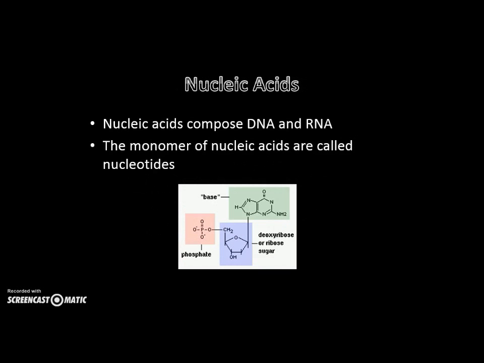Nucleic acids. Nucleic acids compose DNA and RNA. The monomer of nucleic acids are called nucleotides. Below is an example of a nucleotide which contains a base, a phosphate group, and a sugar group. In DNA, it would be deoxyribose. In RNA, it would be ribose sugar. In DNA, these nucleotides, with the deoxyribose sugar, would bond together to form a double helix, which is used in our cells.